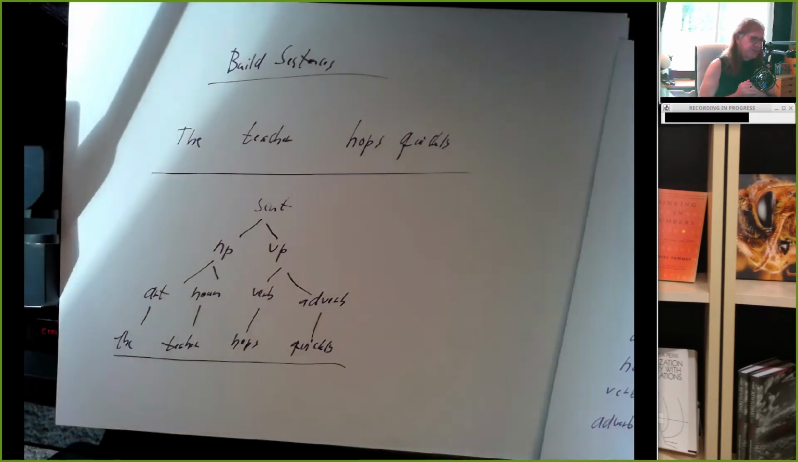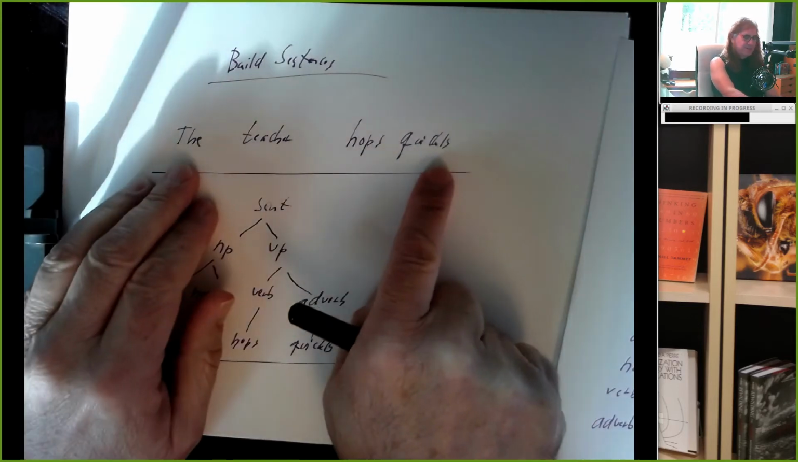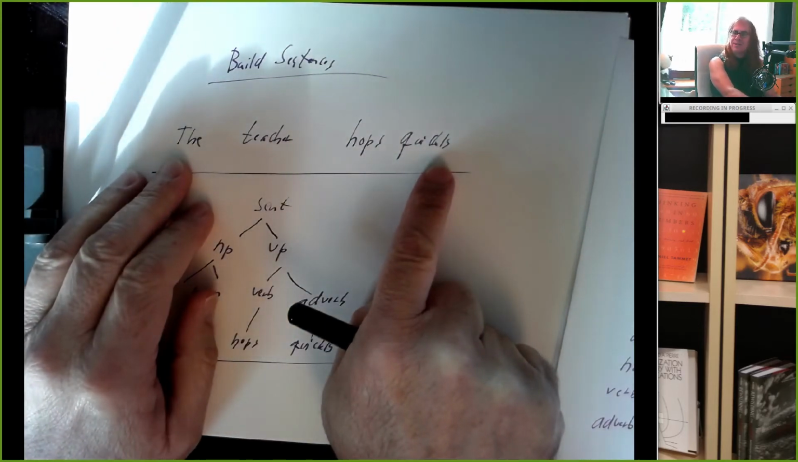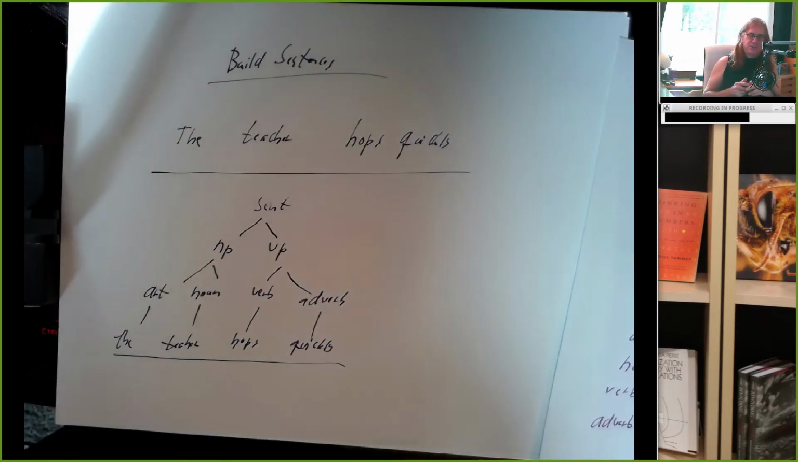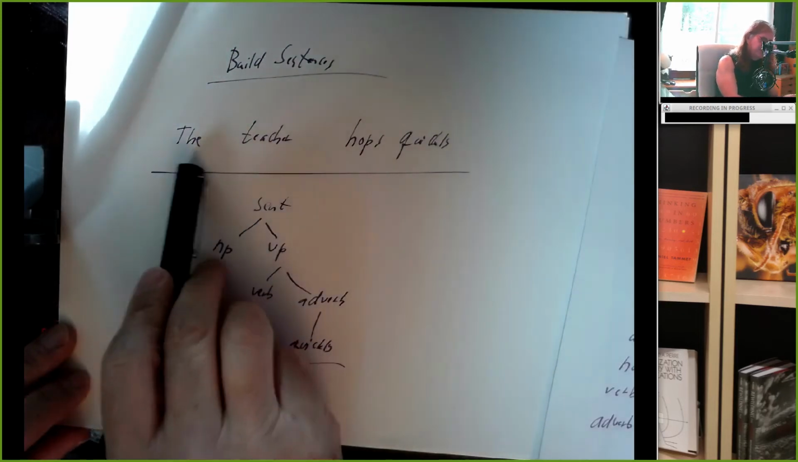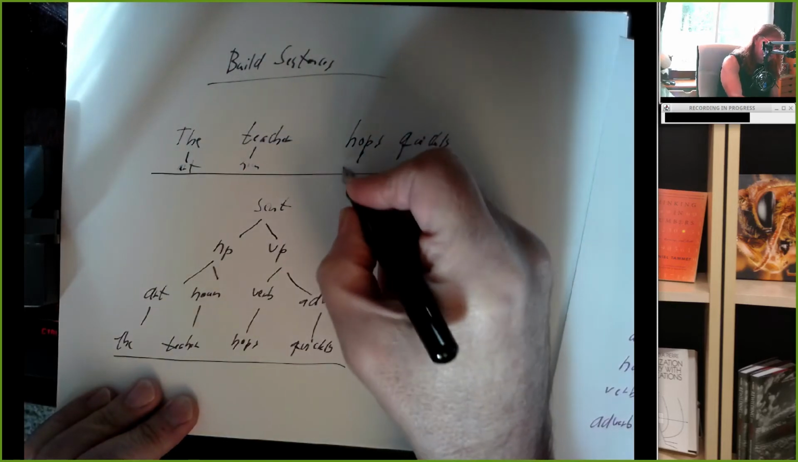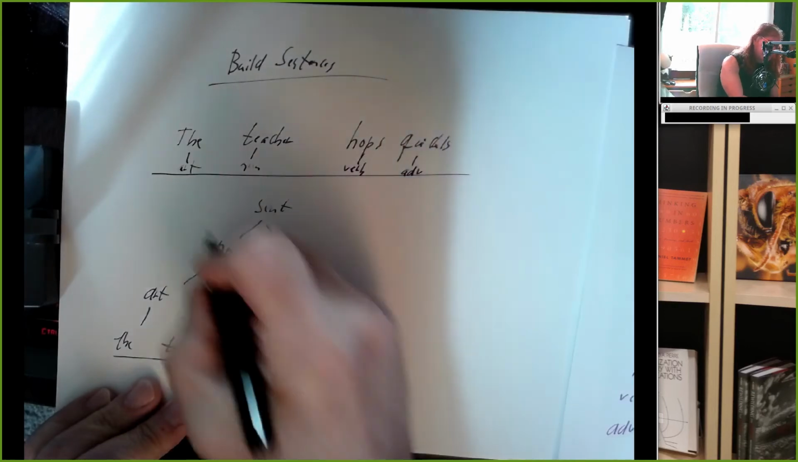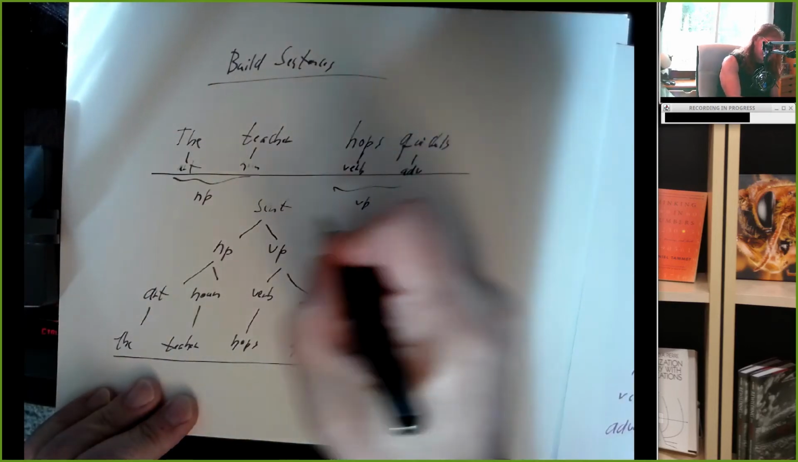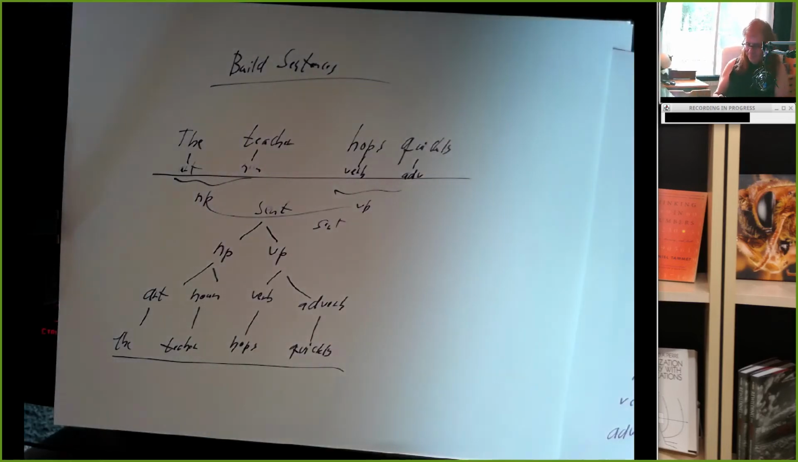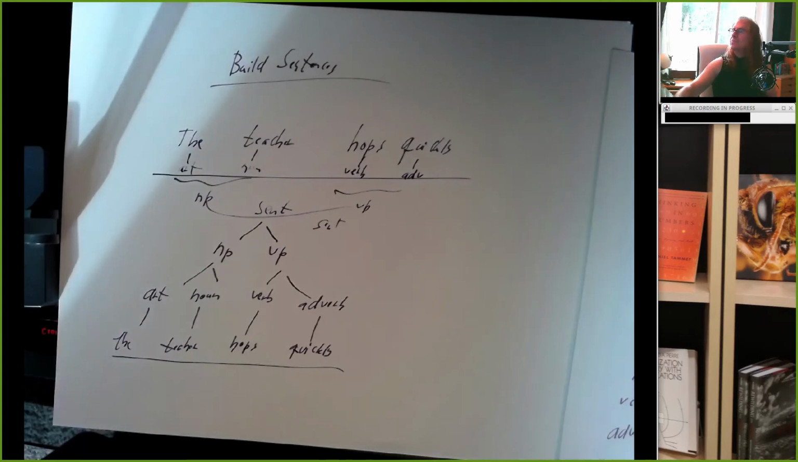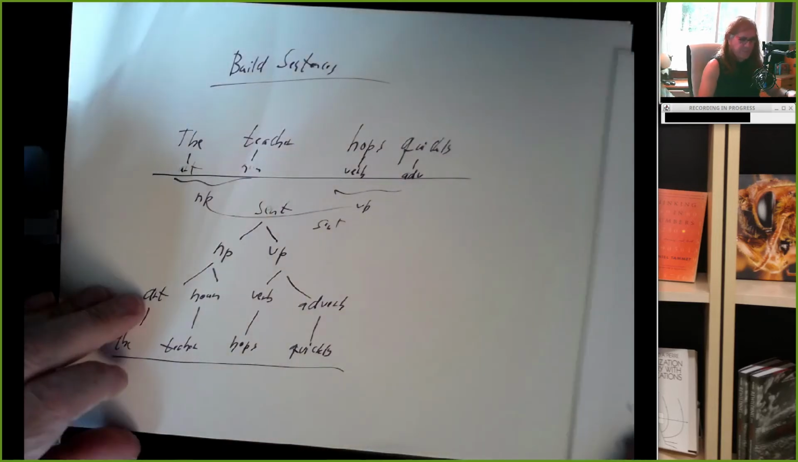We can do this in the other direction, though. We can start with a collection of symbols like this and ask, is it a sentence? I don't know how many people here have diagrammed sentences in school, but that's basically what you're doing. You would start with something like this, and you'd say, this is an article, and this is a noun, and this is a verb, and this is an adverb, and this is a noun phrase, and this is a verb phrase, and this is a sentence. All right, so those are things that in some ways we're familiar with from school.